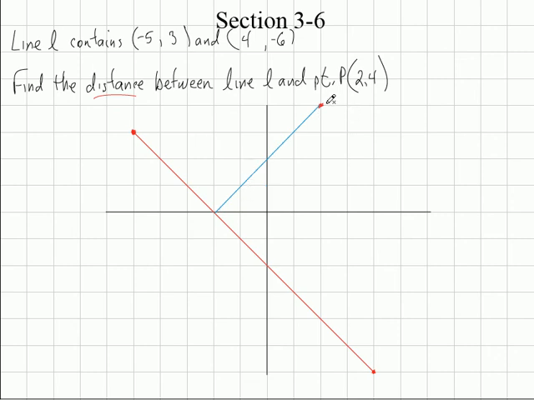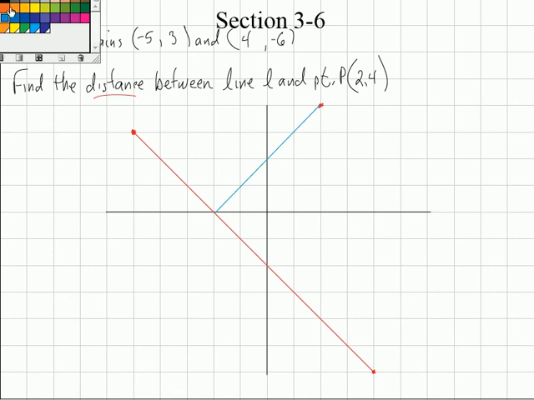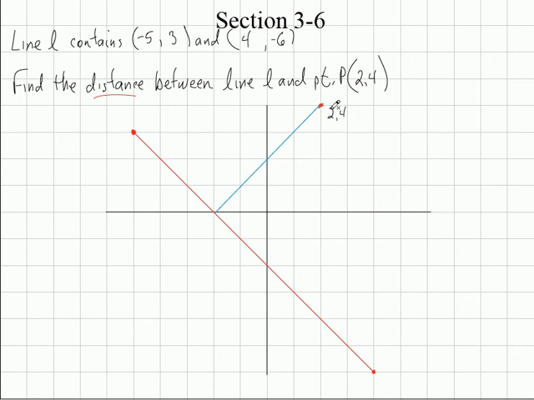Well, what do I know already? I know that this is, let's just put this in black, I know this point right here. What is that point? It's (2, 4), isn't it?